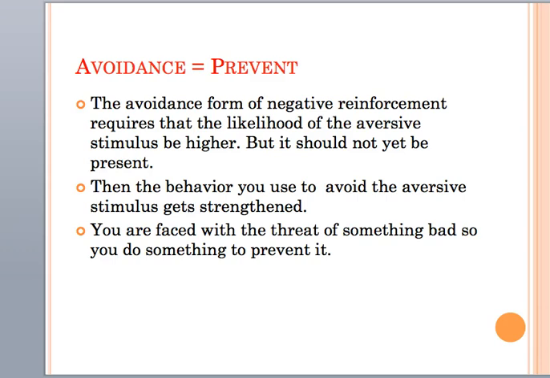Avoidance, on the other hand, means that you're going to prevent the aversive stimulus. The avoidance form of negative reinforcement requires that the likelihood of the aversive stimulus be high, so there's a high risk that it's coming, but it should not yet be present. So it should be imminent. This bad thing is about to occur, and then you do something to avoid the aversive stimulus, and that behavior gets strengthened. You're going to use it again the next time there's a high risk of that aversive stimulus. When you're faced with a threat of something bad, you do something to prevent it, and if it's effective, you'll do it again in the future.